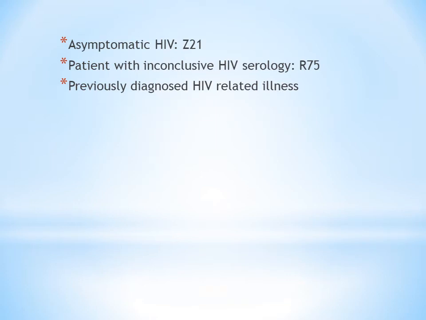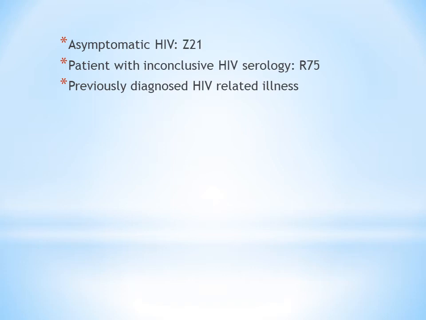Next one is asymptomatic HIV. Asymptomatic means without symptoms. We can give the code Z21 for asymptomatic HIV when the provider has documented asymptomatic HIV, or HIV with no symptoms, or such conditions.